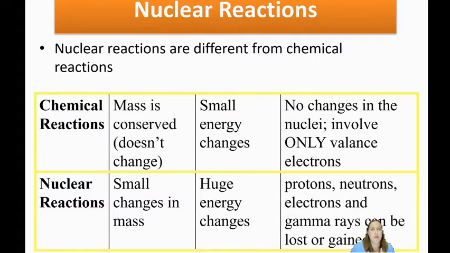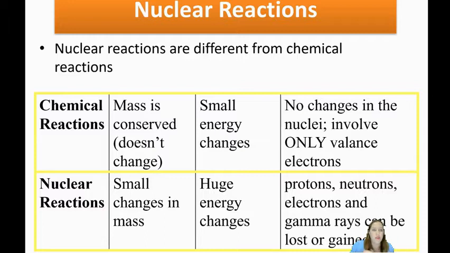So let's talk about chemical reactions versus nuclear reactions. Chemical reactions are not going to involve as much energy. In chemical reactions, we have mass conserved, and so that means that the mass doesn't change, and you have a small amount of energy, but no changes in the nuclei. So you're not changing the nucleus, you're not changing the number of protons, neutrons, and electrons. Whereas in nuclear reactions, you have small changes in mass. So if you think about it, E equals mc squared, this is where it comes from.